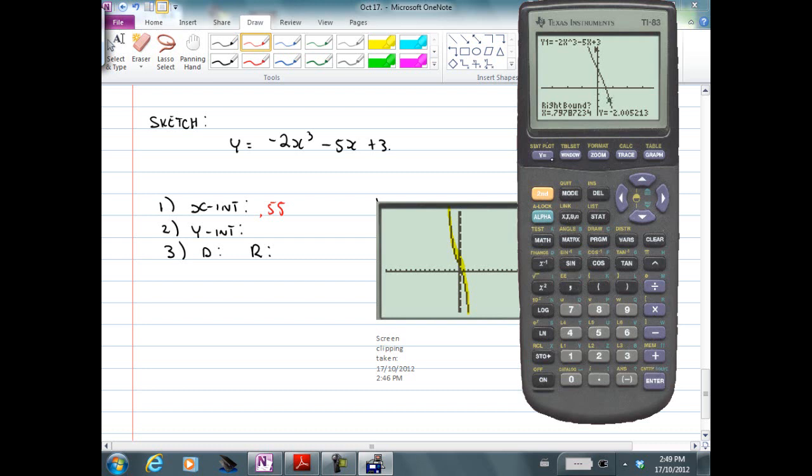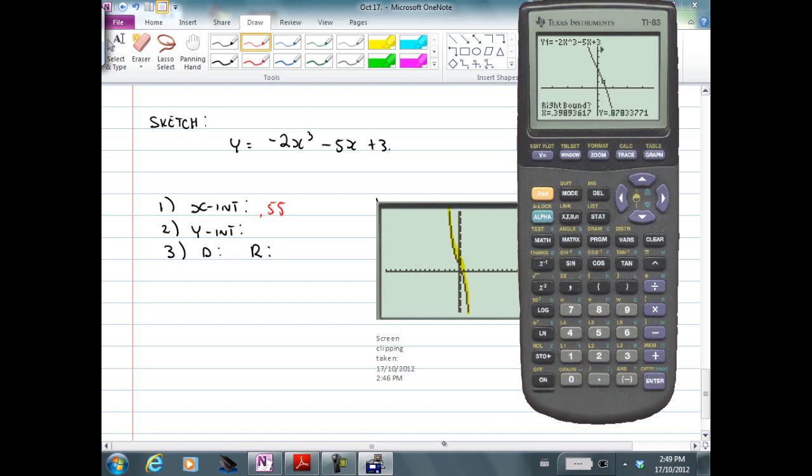Let me show you again. You go second, calculate. You go 0. It's going to say left bound. Wherever your cursor is, move it to the left of the x-intercept. Anywhere to the left is fine. Hit enter. You have to hit enter. Anywhere to the left of the x-intercept. Why do you hit enter? Because it records it in.